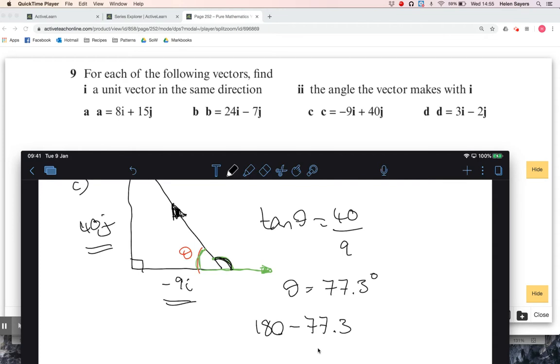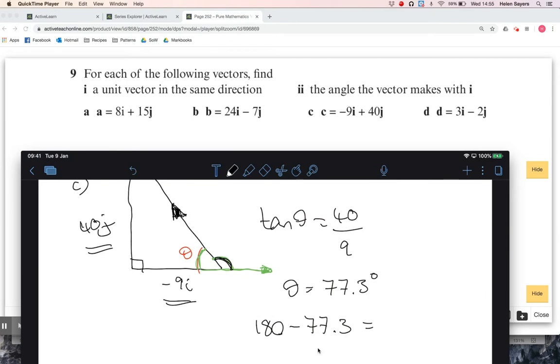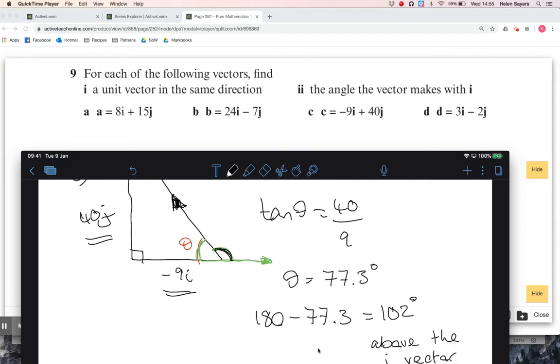So I didn't really put that in the calculator, did I? Never mind. All right, so that's 102.7, but I'm going to 3 significant figures, so that's 102 degrees above the i vector.